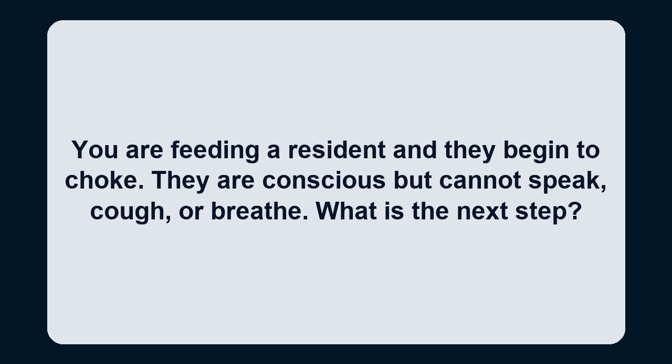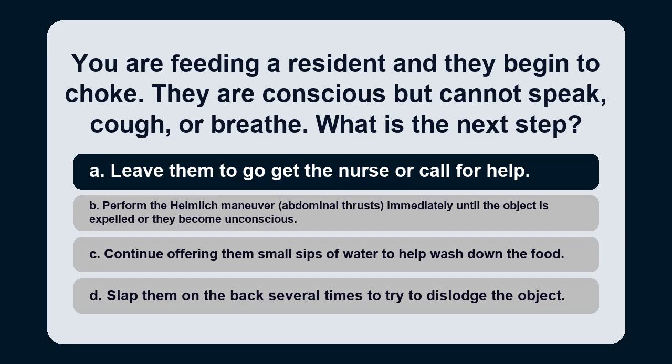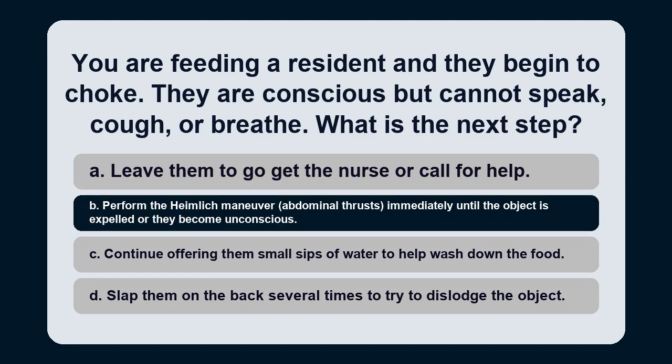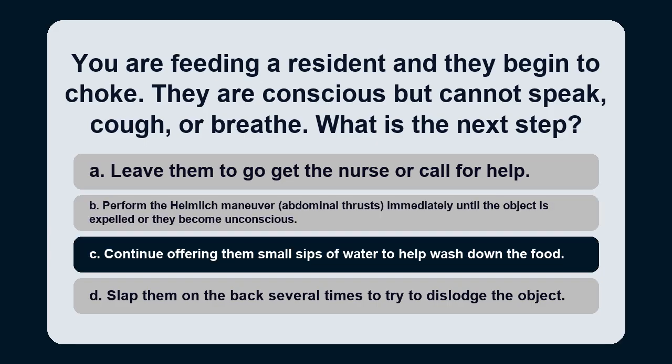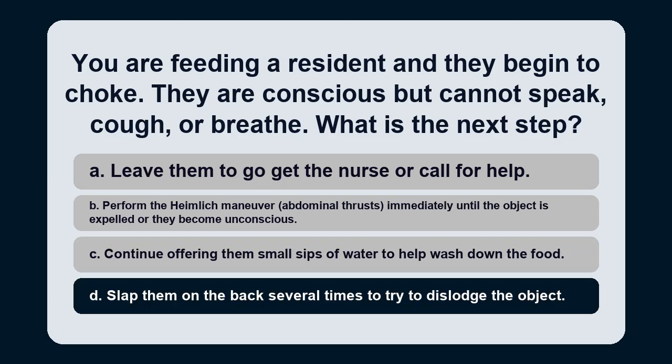Question 4. You are feeding a resident and they begin to choke. They are conscious, but cannot speak, cough, or breathe. What is the next step? Option A. Leave them to go get the nurse or call for help. Option B. Perform the Heimlich maneuver, abdominal thrusts, immediately until the object is expelled or they become unconscious. Option C. Continue offering them small sips of water to help wash down the food. Option D. Slap them on the back several times to try to dislodge the object.